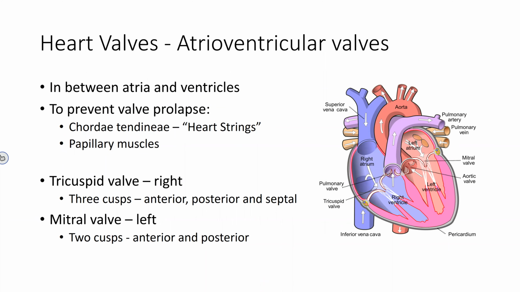Then you've got the atrioventricular valves, which are between the atria and ventricles. The chordae tendineae, the heartstrings, prevent prolapse. You've got the tricuspid valve on the right side, which has 3 cusps, and the mitral valve on the left with 2 cusps.